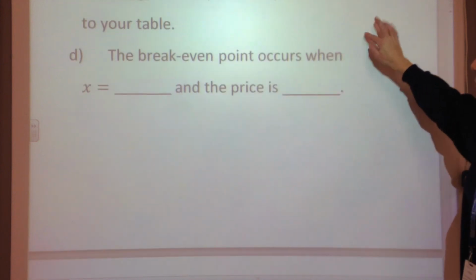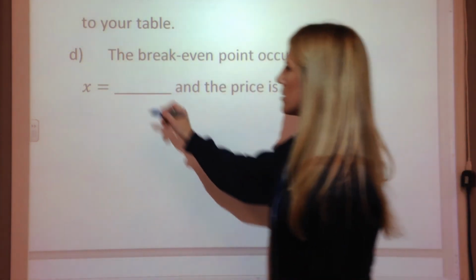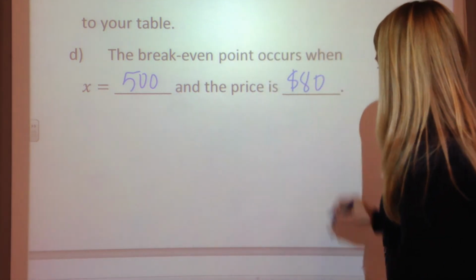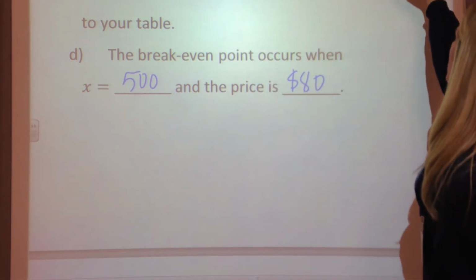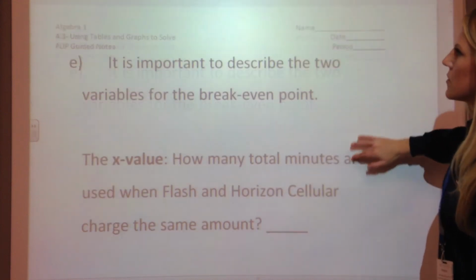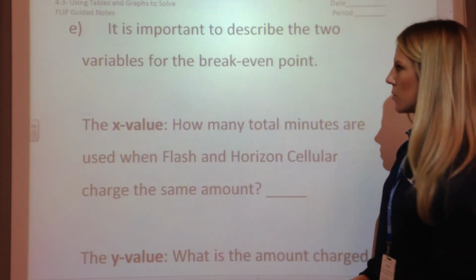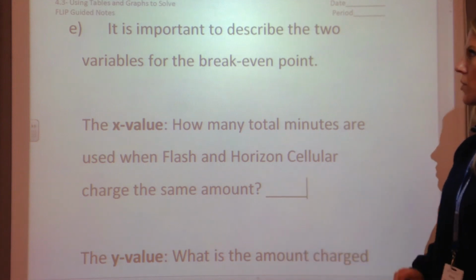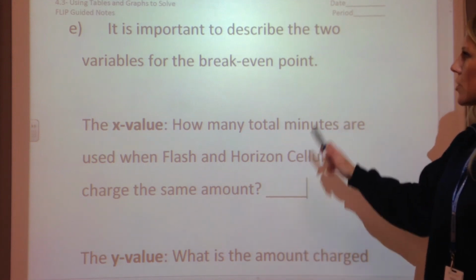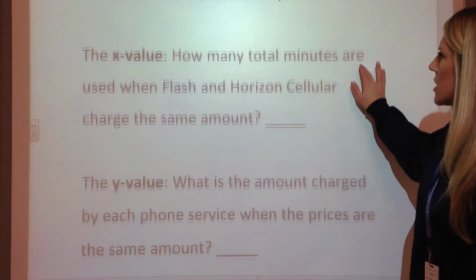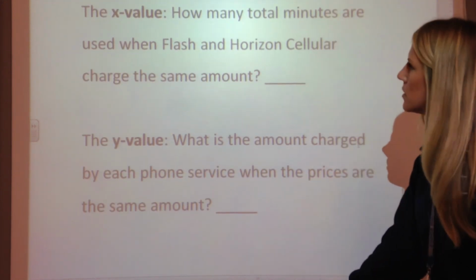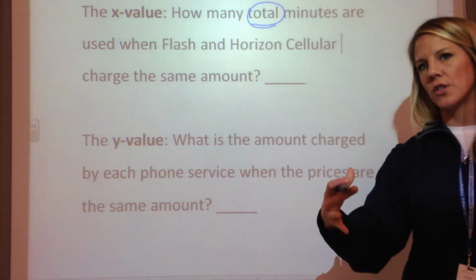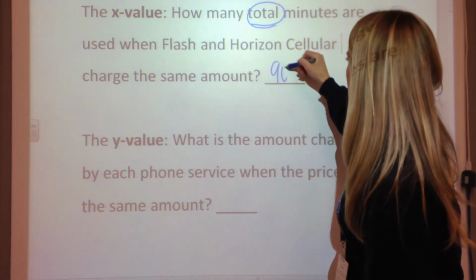Okay, so the break-even point occurs when X is 500 and the price is $80. So think about what that 500 meant. It wasn't just 500 total minutes, it was 500 in addition to that 400 that we started off with, that we were being charged for the $60 or the $65 depending on the company. So it's important to describe those two variables. So the X value, how many total minutes are used when Flash and Horizon are going to charge you the same amount? Total minutes was 900 minutes.